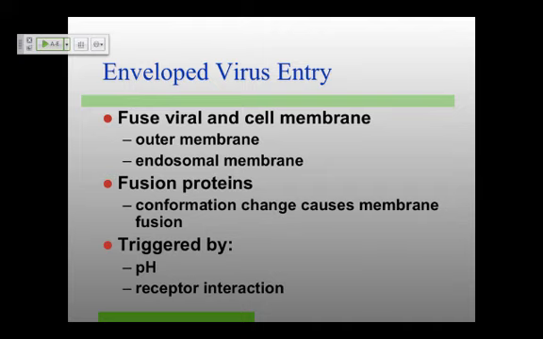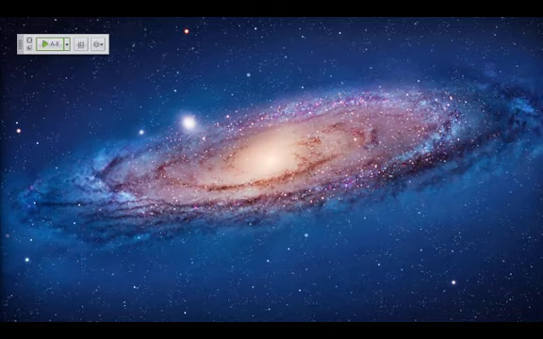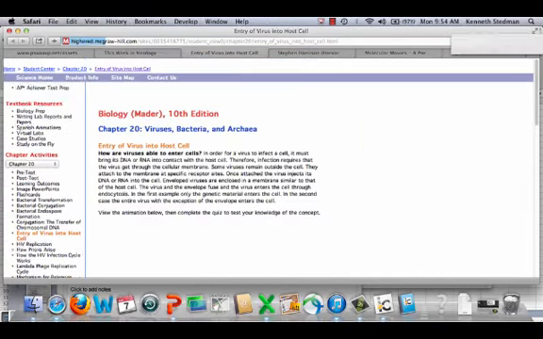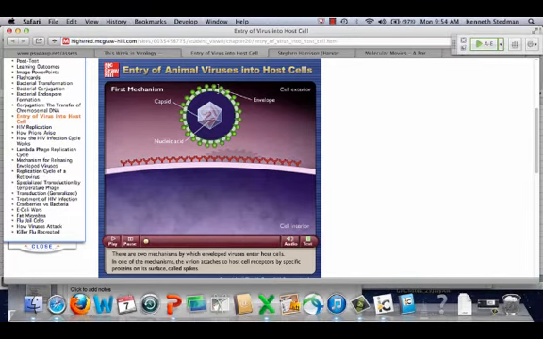So now let's take a look at a couple of examples of this. The first one is virus entry into animal cells. Hopefully you can click on this and it'll go to the animation. Here we go. This is just from a McGraw-Hill textbook, but I quite like this animation because it gives you an idea of the general process of how this actually happens.